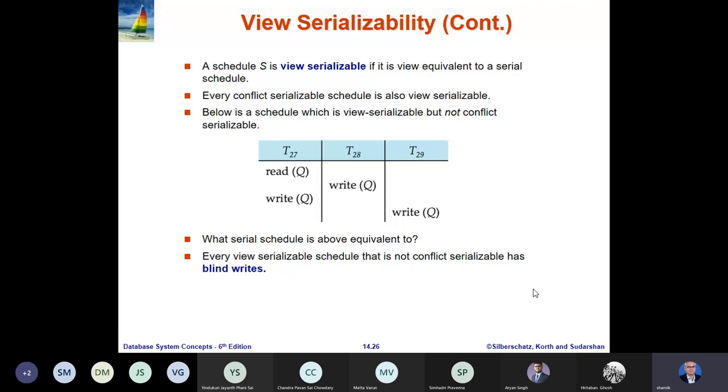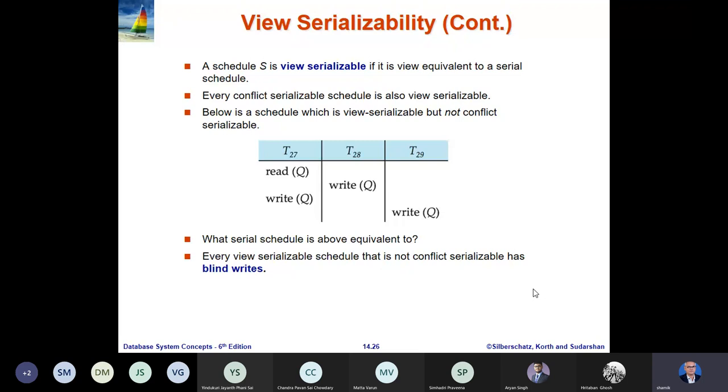But we might be okay with this. Every view serializable schedule that is not conflict serializable has blind writes. If we have a schedule that is not conflict serializable but is view serializable, it will have blind writes. Why? Because you see that T28 and T29 are not reading Q, they are simply writing Q. So that is what is called a blind write. T27 is not doing a blind write, it is reading Q. Maybe based on that, it is determining what would be written as the new value of Q, that is the write of T27. But T28 and T29 are doing this blind write.